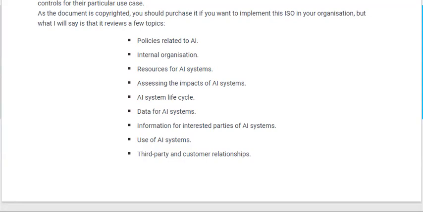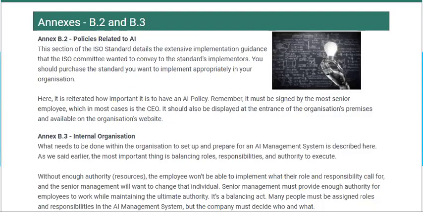Third-party and customer relationships. Annexes B.2 and B.3. Annex B.2 Policies related to AI. This section of the ISO standard details the extensive implementation guidance that the ISO committee wanted to convey to the standard's implementers. You should purchase the standard you want to implement appropriately in your organization.